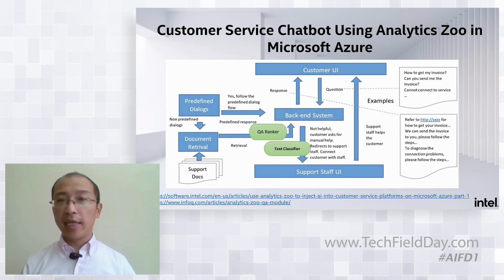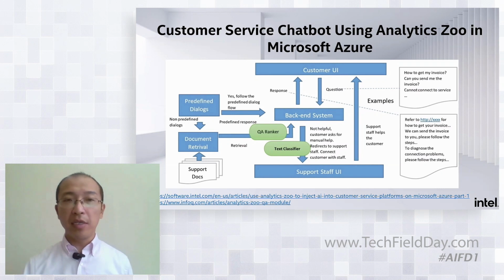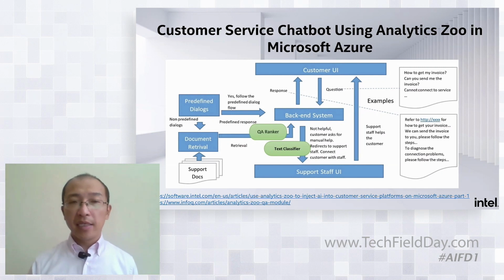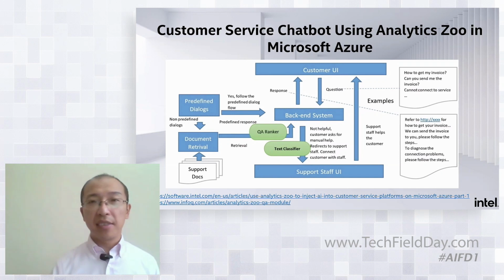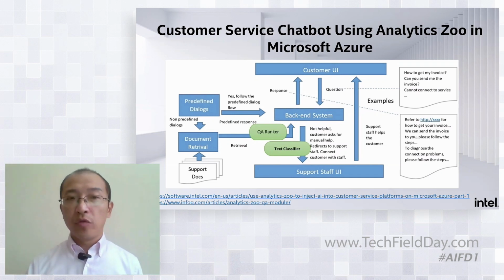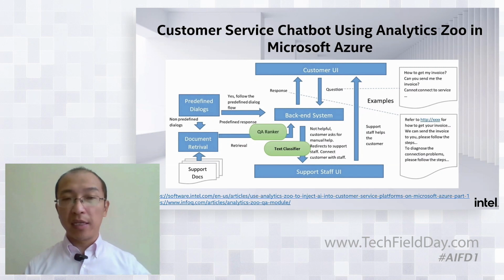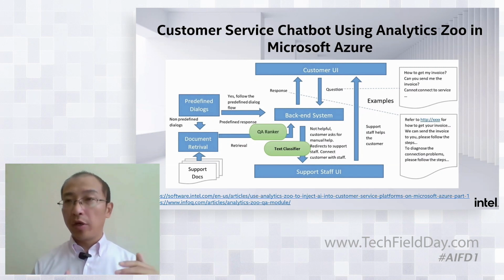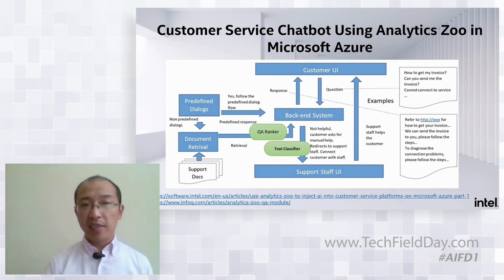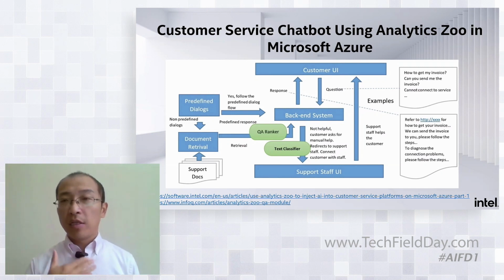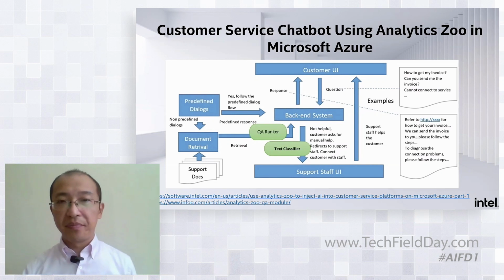They start with a keyword search algorithm based system. So basically take your question and use keyword search to retrieve the document. And in order to improve the accuracy or relevance of the answer, they take Analytic Zoo, especially there are several built-in models inside Analytic Zoo, for instance, to do the QA ranking. So basically with the question and the answer, I will try to rank how relevant they are. And based on that ranking, they will return the top relevant answer to the user.